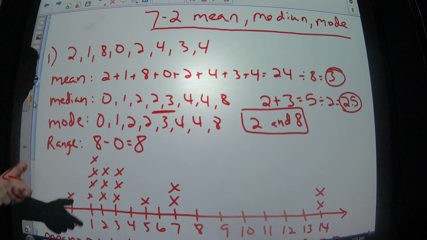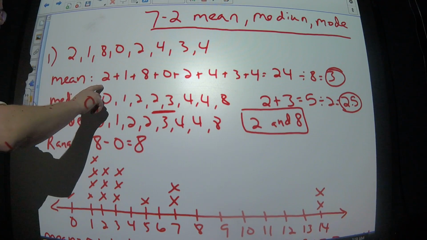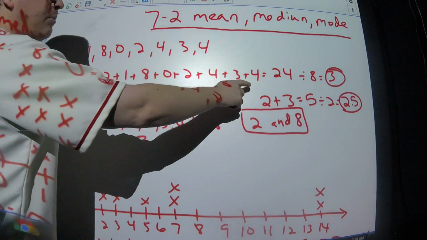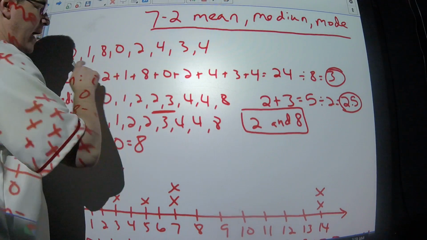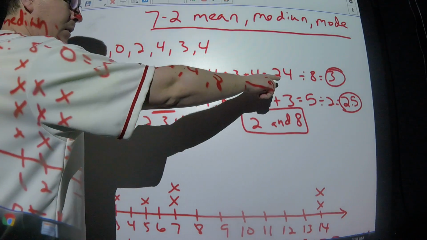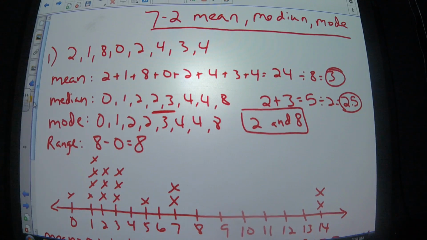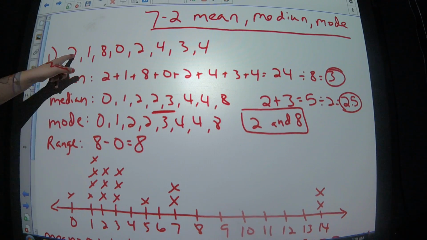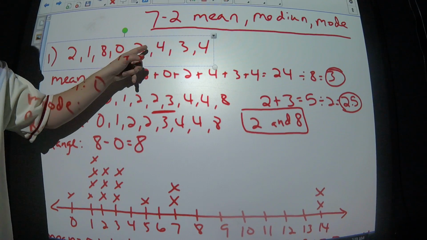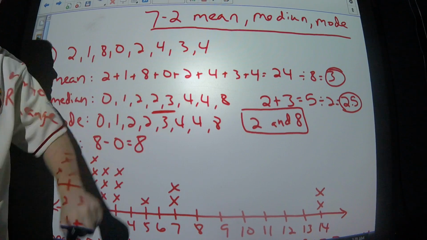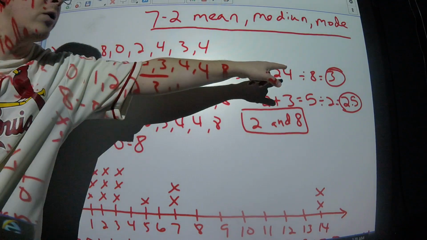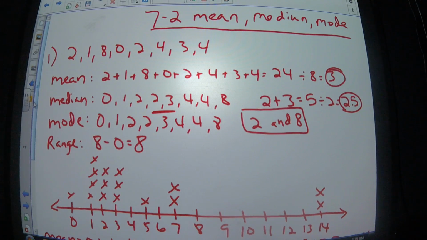Well, mean is the average. So you're going to take the data and you're going to add it all up, and I got 24 when I added all these numbers up. And then you're going to divide by how many pieces of data there are. Well, there's 1, 2, 3, 4, 5, 6, 7, 8 pieces of data. So 24 divided by 8 gives me an average or a mean of 3.